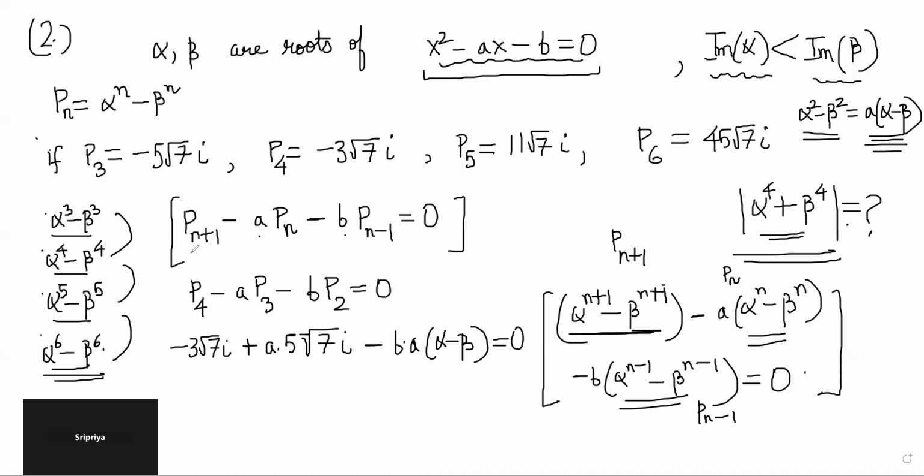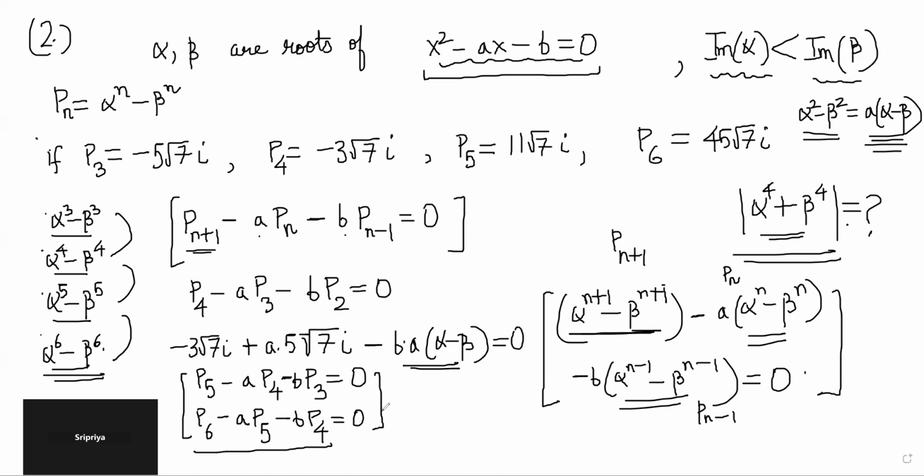Now put n is equal to 4. We could do 6, 5, 4 and then 5, 4, 3 instead. If you put n is equal to 4, you will get a better equation which will not involve this. n is equal to 4 will give us P5 minus A P4 minus B P3, and n is equal to 5 will give us P6 minus A P5 minus B P4. So these two equations are enough to find A and B, right? So let's find A and B first. That is our first target.